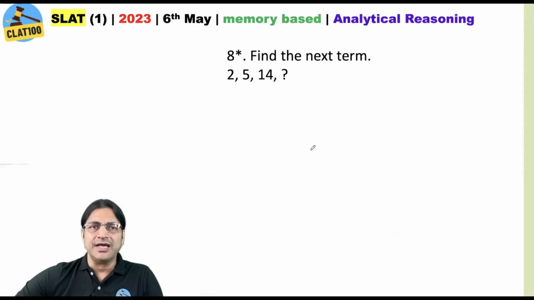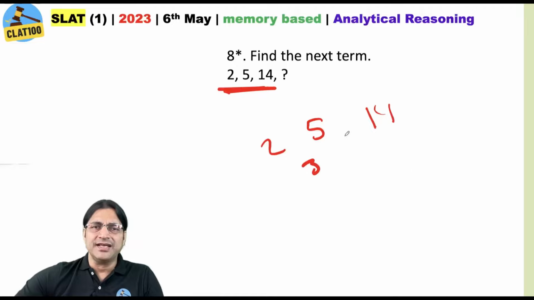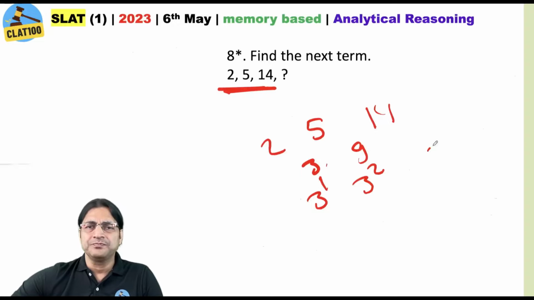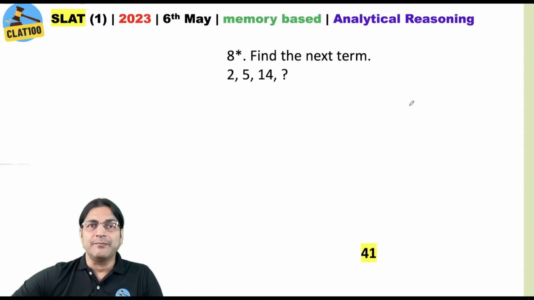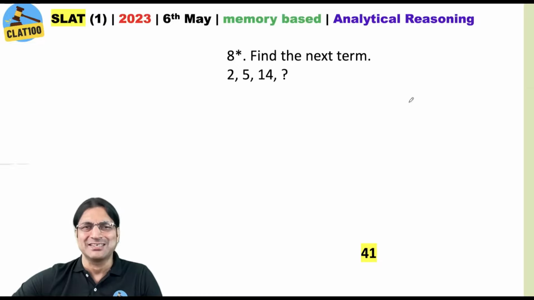Alright. Okay. Find the next term. First of all, what business did they have to give just 3 terms here? My interpretation was that look, in between 2 and 5, 3, 5 and 14, 9, 3 to the power 1, 3 to the power 2, 3 to the power 3 would be 27. So 14 plus 27, it should be 41, and 41 was one of the options. Okay, so many people marked 41. Now, some people are saying that 37 can also be one of the answers, and it was among the options. So, SLAT people, why do you do such things?